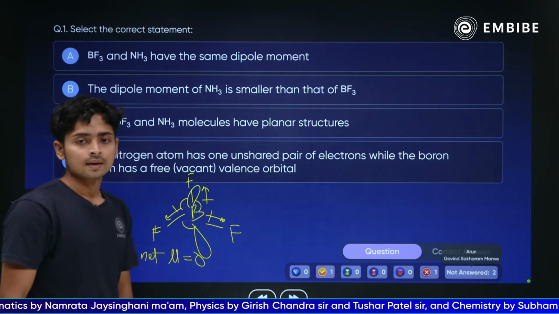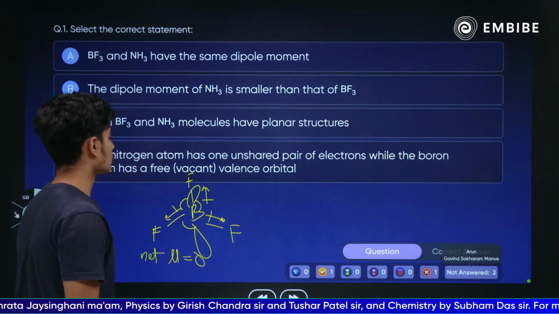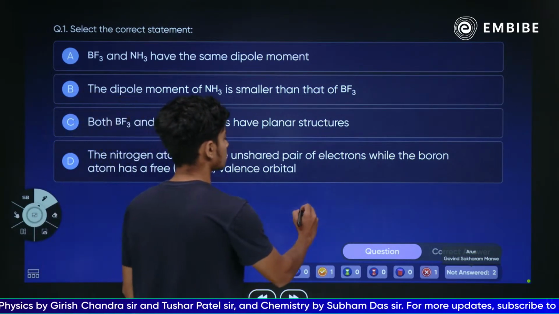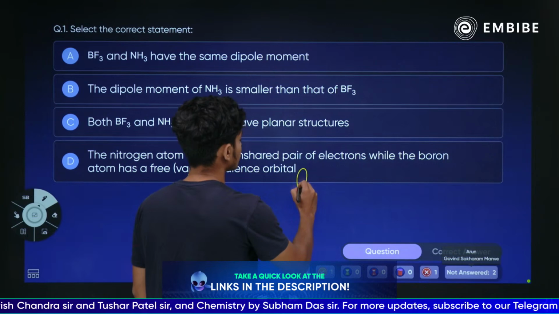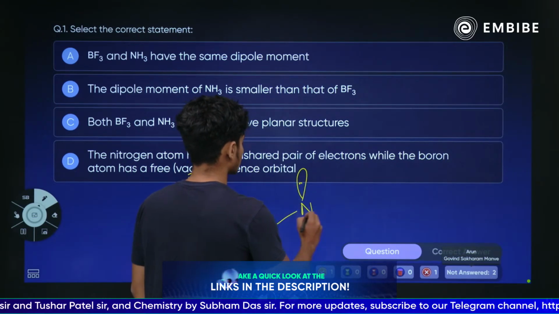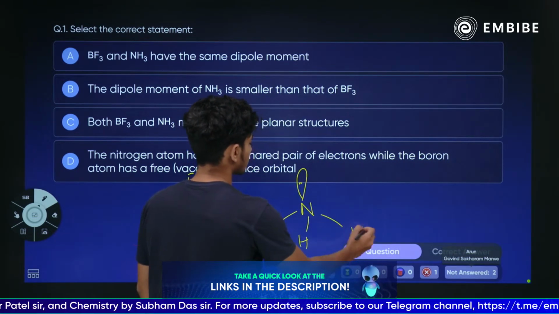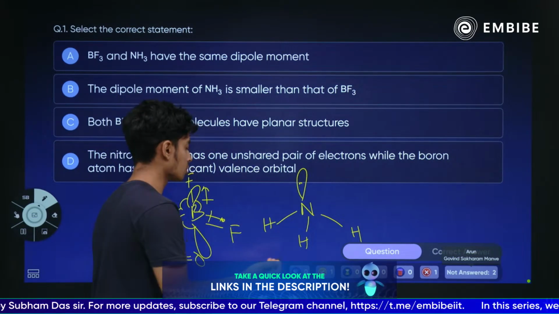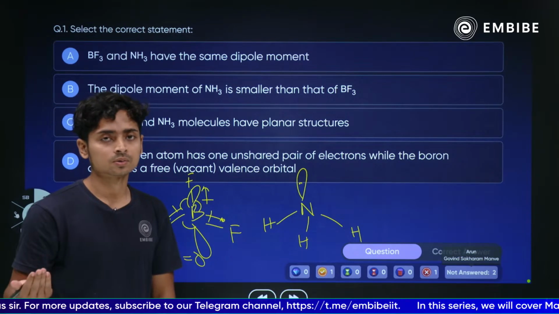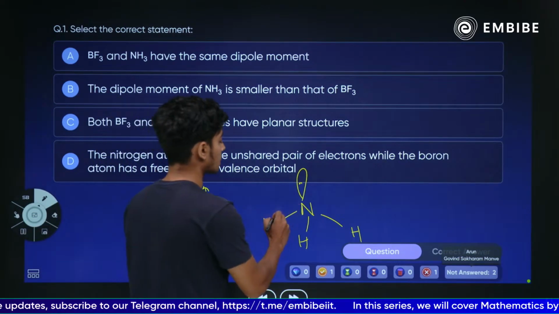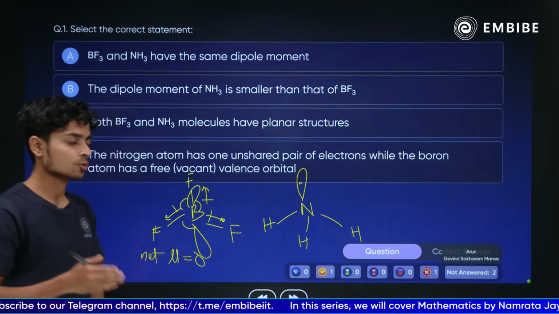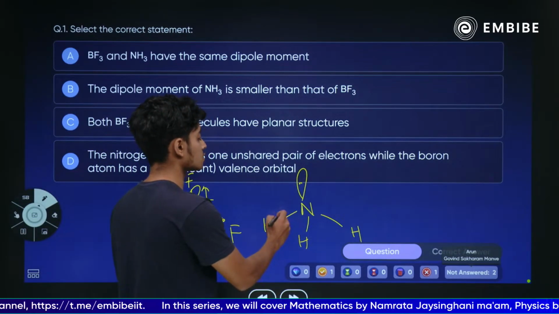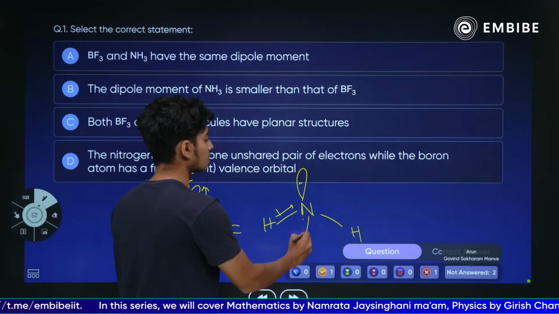Next you have NH3. NH3 has the shape of a pyramid, so H, H, H. It's like a tetrahedron only. The dipole moment vector points towards the more electronegative atom. In BF3, fluorine is more electronegative than boron. Similarly, here nitrogen is more electronegative than hydrogen, so the dipole moment vector will point in this direction.